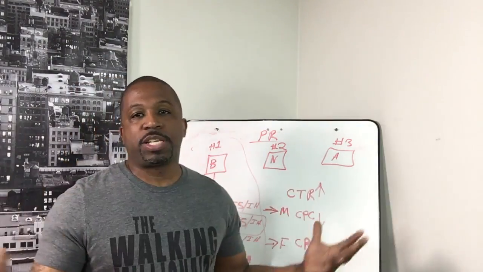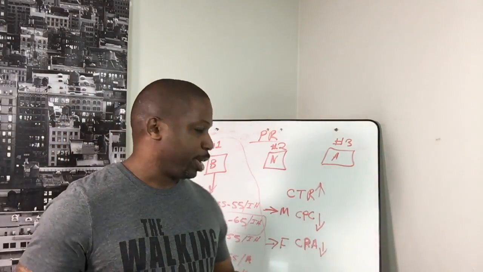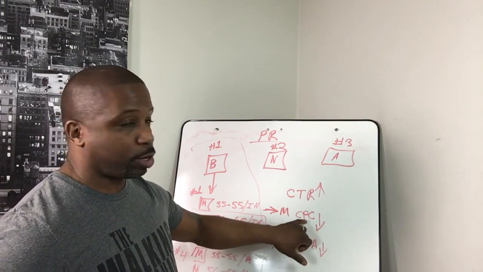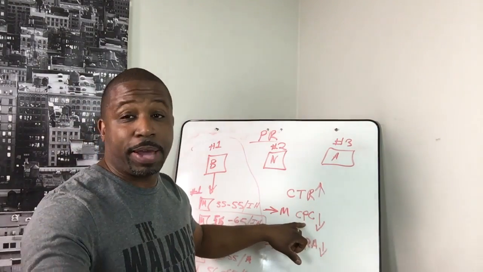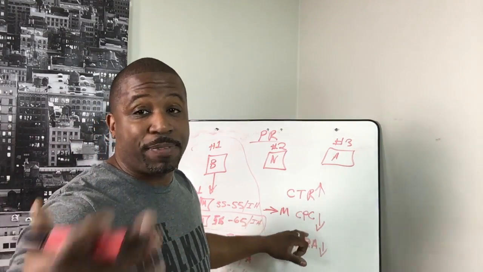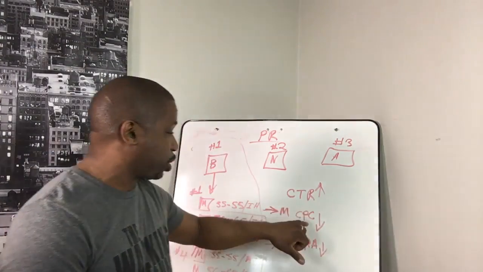So if you're running, for example, let's say you're running a campaign, and let's say your cost per click is $1, right? And let's say you have it at $5 a day. So that means that you're only going to get 5 clicks a day. So how do we actually lower this cost?